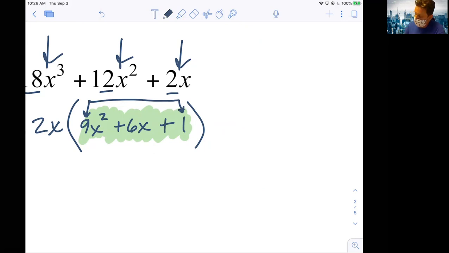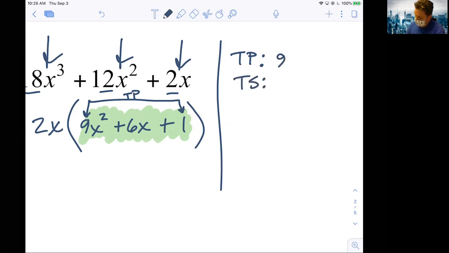Here's an easy way to do it. Get your target product first. It's always going to be the product of the leading coefficient and the constant. So your target product is 9 times 1, which is 9. Your target sum is always the linear coefficient. So in this case, it's 6, always. Okay, target product, target sum. By multiplying the first and last together, instead of looking for a combination of 2 numbers, you're looking for just a combination of the 1 number again, okay?